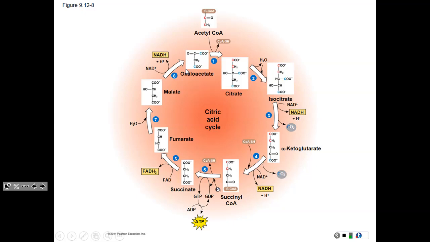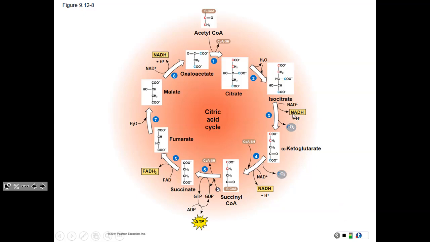Every time you bring me an acetate, I'm going to hook it up to an oxaloacetate, and we'll do this process one more time. For every glucose, 2 acetates show up at the party. We crank this wheel twice for every acetate. For every glucose, crank it once per acetate, twice per glucose.